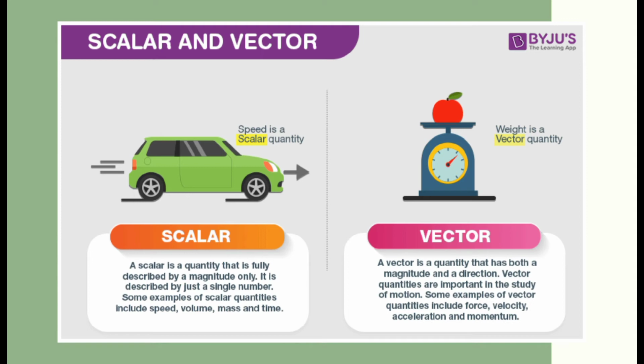The second one is vector. A vector is a quantity that has both a magnitude and a direction. Vector quantities are important in the study of motion. Some examples of vector quantities include force, velocity, acceleration, and momentum.